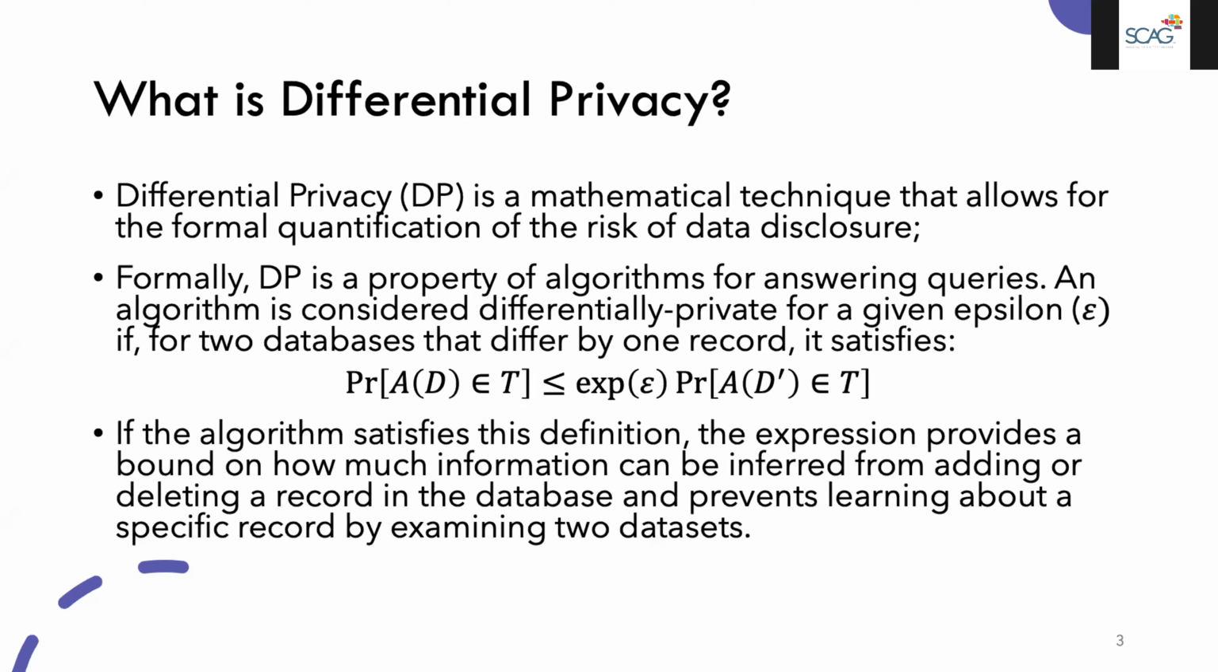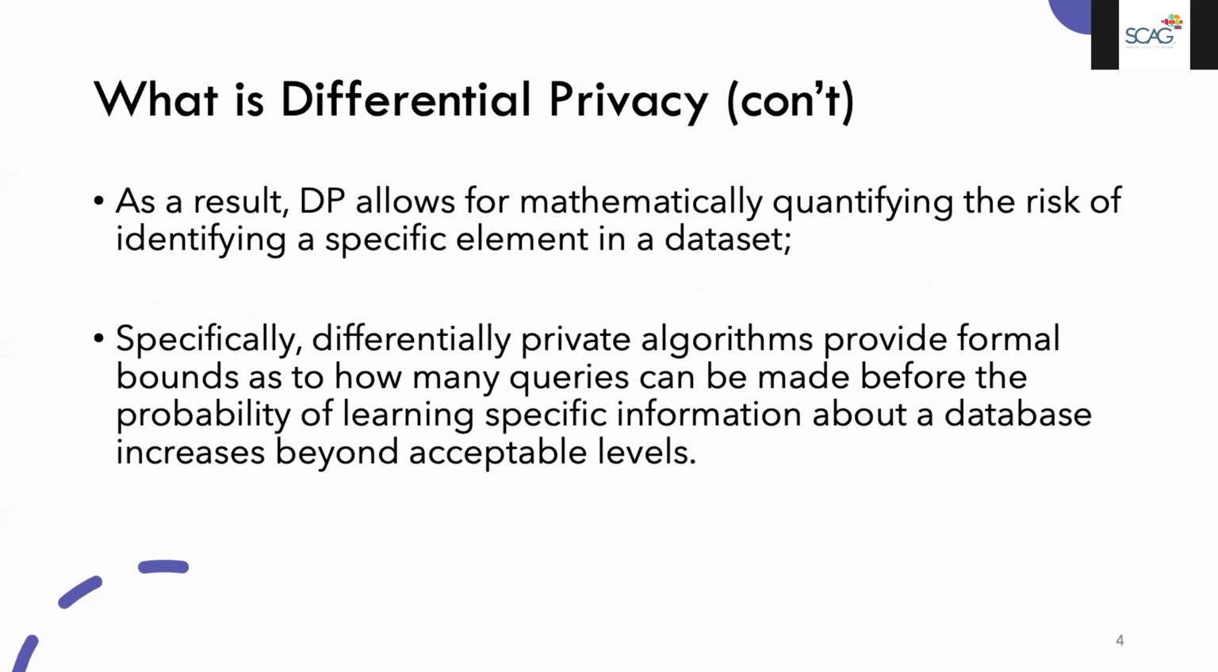The theory behind this is also that it's future-proof. That's really important to the Census Bureau because they wanted to ensure that in the future, people will not be able to go into past data sets and pull out information about specific individuals. So as a result, DP allows for quantifying the risk of identifying a specific element in a data set. It's basically a quantification. It's not necessarily a guarantee that this isn't going to happen, but it allows you to identify the risk and minimize it to the extent that you possibly can.